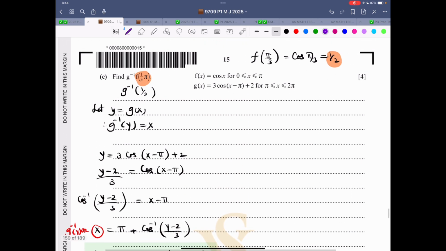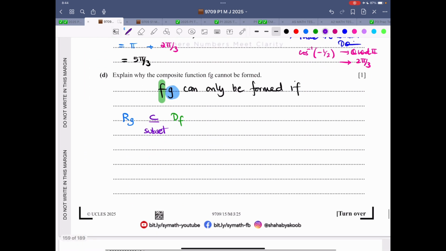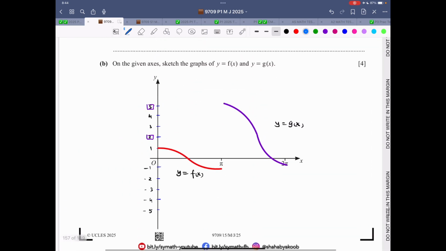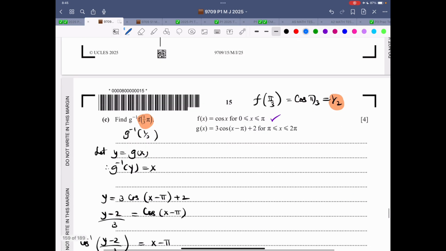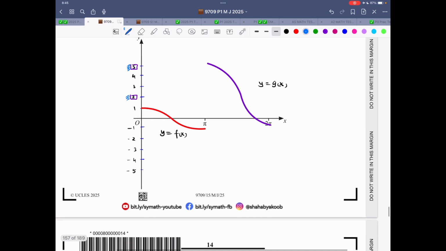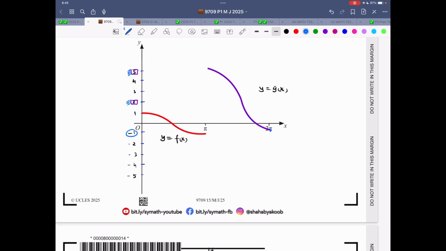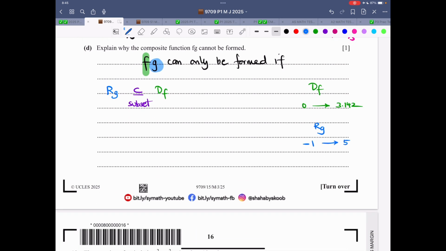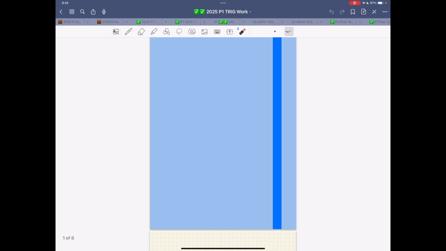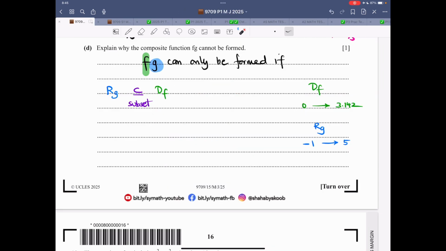Now let me go up. What is the domain of f? That is between 0 and pi. So domain of f, let me just write down the numbers. That is between 0 and pi, which is 3.142. Let me focus on the range of g. So range of g, I'm going all the way up to here. That is between 5 and, no, it's not 2, my bad. It's going all the way down to negative 1 over here. So now this is negative 1 to 5.